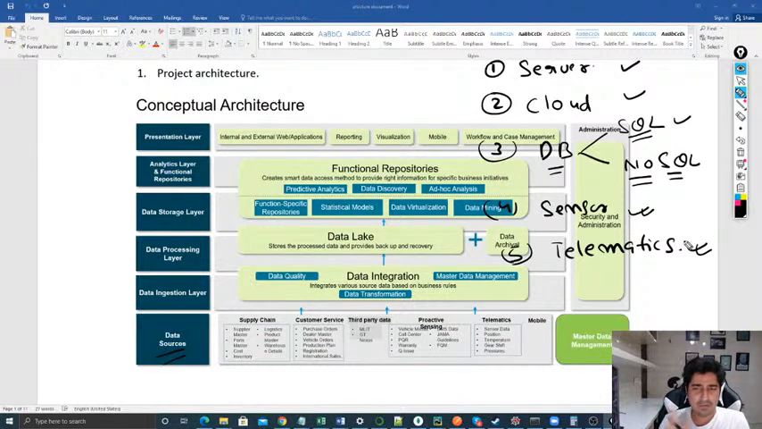I have just given you a high-level idea. Once I get into the project, I'll talk about what databases we used, what kind of cloud storage, what kind of servers, telematics devices, or sensors we used. But as of now, I'm just talking in a generic approach, where I may have to pull data from a variety of resources.